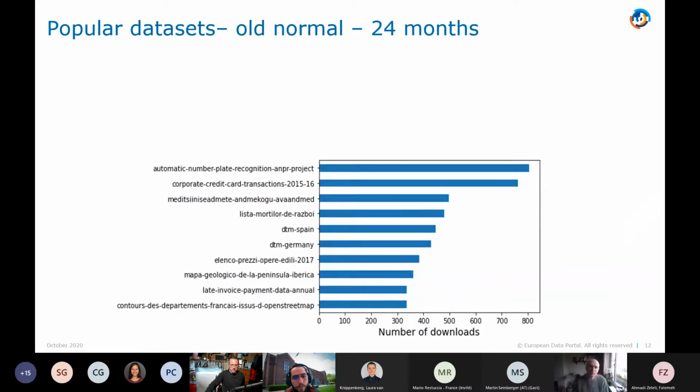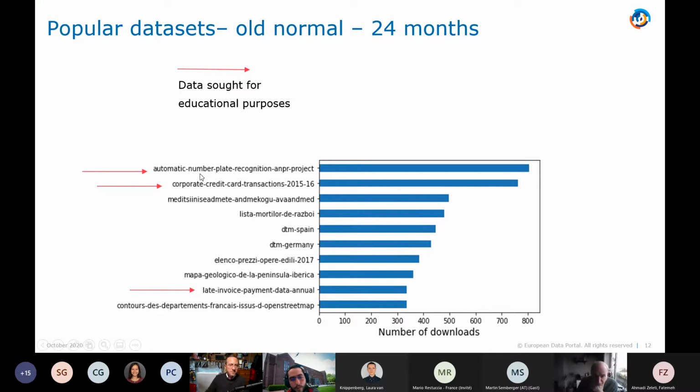So let's talk about those popular datasets. In the old normal period, which I remember was over 24 months, from 2018 to 2020, we're showing here the top 10 most downloaded. You will see the full details in the report. I'm just going to highlight two facts about the types of these datasets. The top two datasets, and this one over here, after some extra analysis on the data that we had, we conclude that this is data that people are looking for educational purposes.